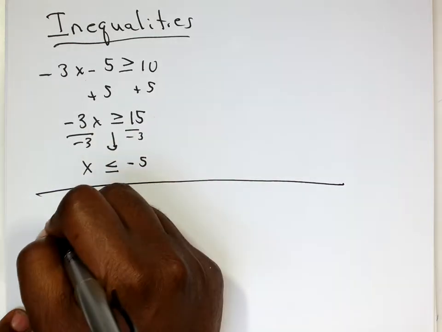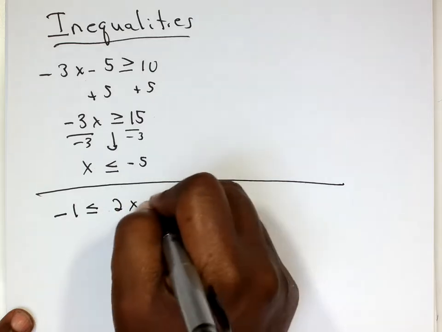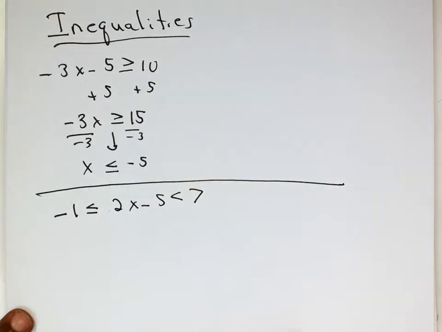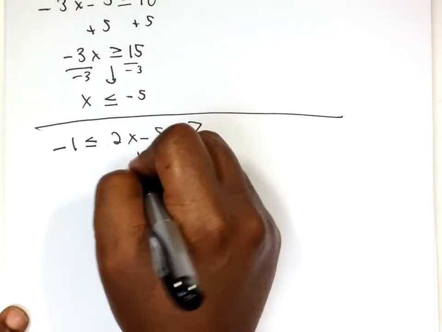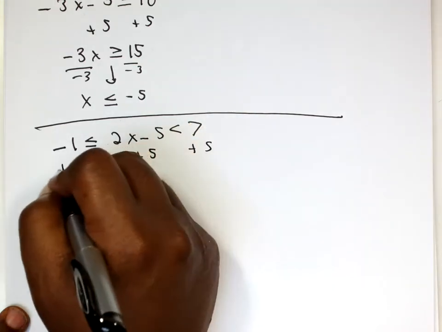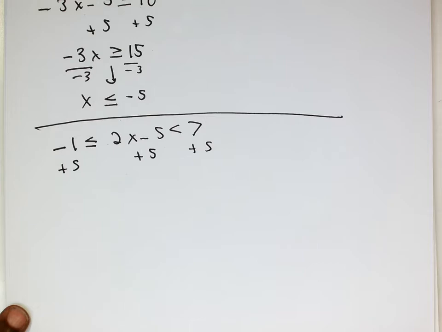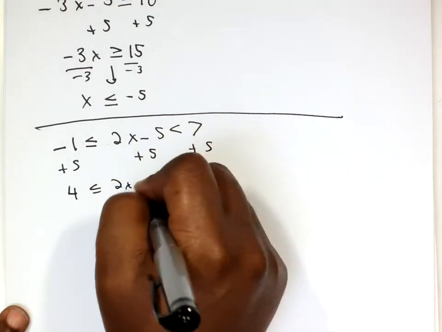We also look at inequalities that are in 3 parts. My goal here is to just get an x in the middle of my inequality. So whatever I do to one piece, I need to do to the other parts as well. So I'm going to add 5 to each piece, and I get 4 less than or equal to 2x less than or equal to 12.